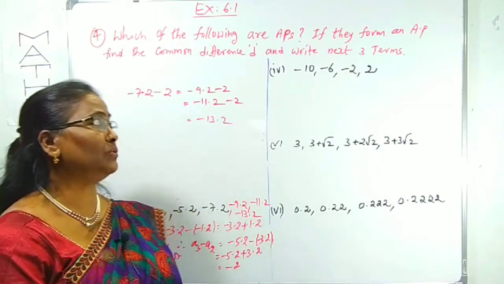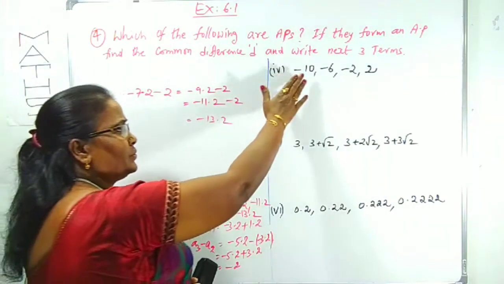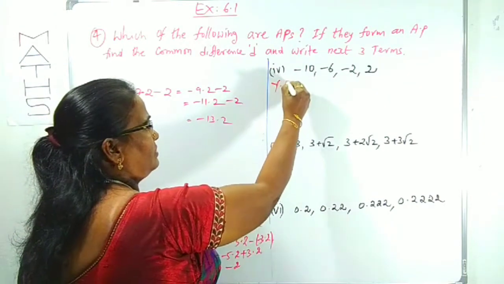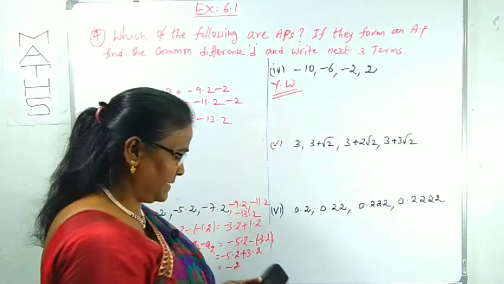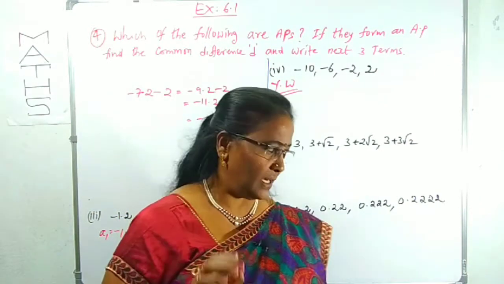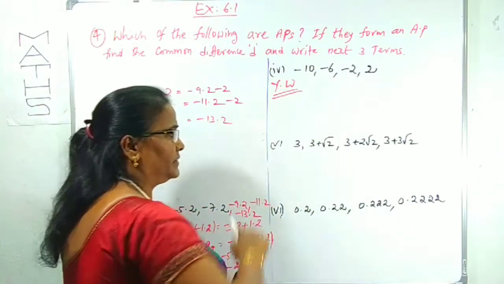Clear? Now come to question number 4. I'm giving this question to you. You can do your work. Mention if you get an AP series, find out D and the next 3 terms. If it is not an AP, mention not an AP. Like that, you can do it yourself. That is what I'm doing.